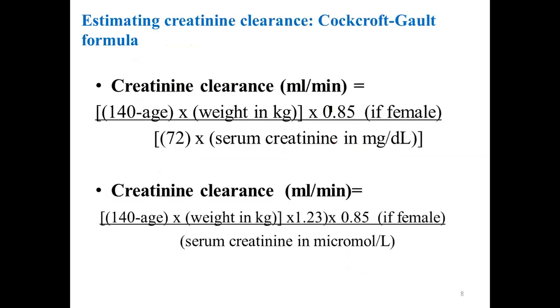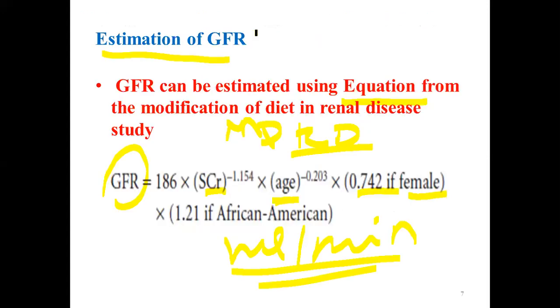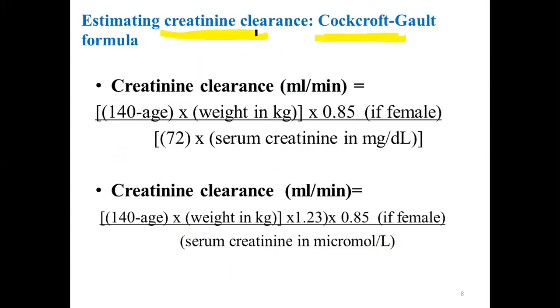But in our setting, mostly they are using the Cockcroft-Gault equation in estimating creatinine clearance. By the way, when you say GFR, it is almost equivalent to creatinine clearance. According to the National Kidney Foundation, the MDRD formula is a more reliable estimator of the renal function as compared to creatinine clearance, but there is not much difference.